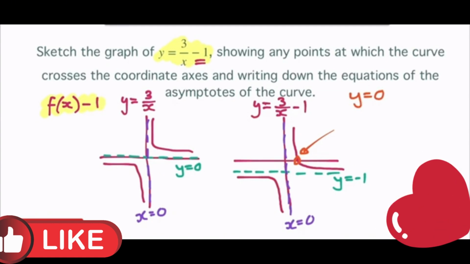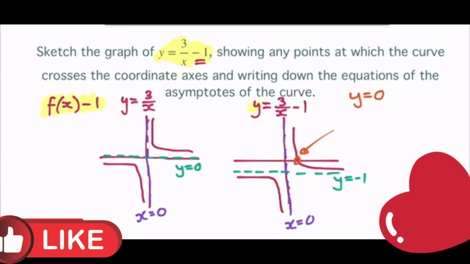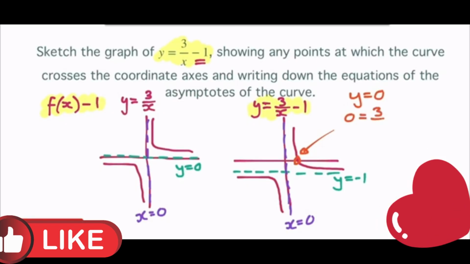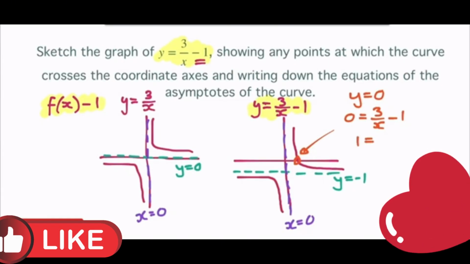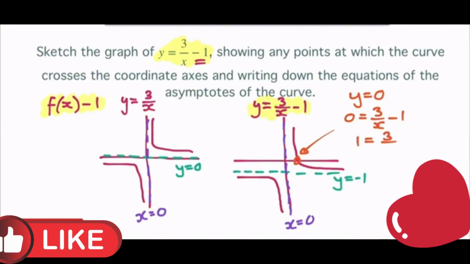So if I put that in, we're looking at this equation here, y is equal to 3 over x minus 1. If I put 0 into there, we have 0 equals 3 over x minus 1, and I just need to solve that. If I add the 1 over to the other side, we get 1 is equal to 3 over x. So 1 is equal to 3 divided by something. Now logically we know that the answer for that is 3. 3 divided by 3 equals 1.